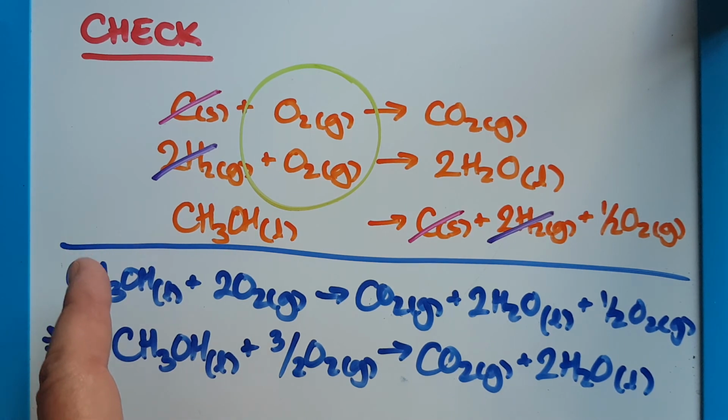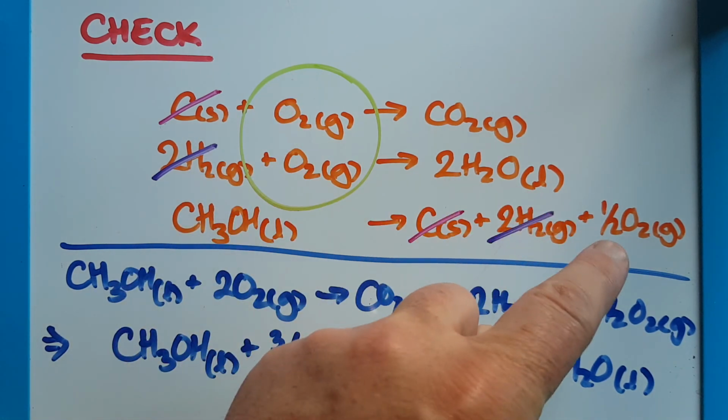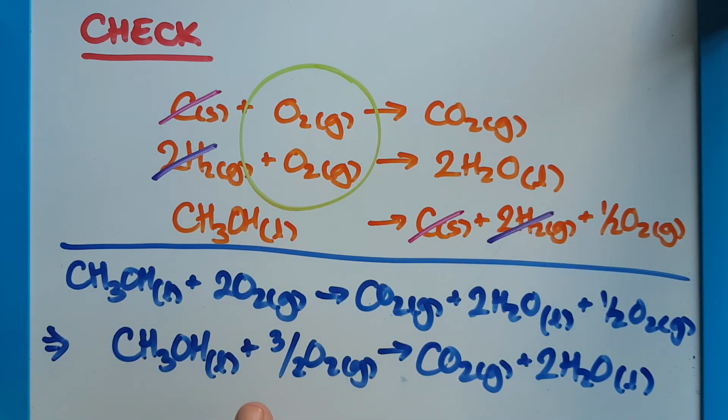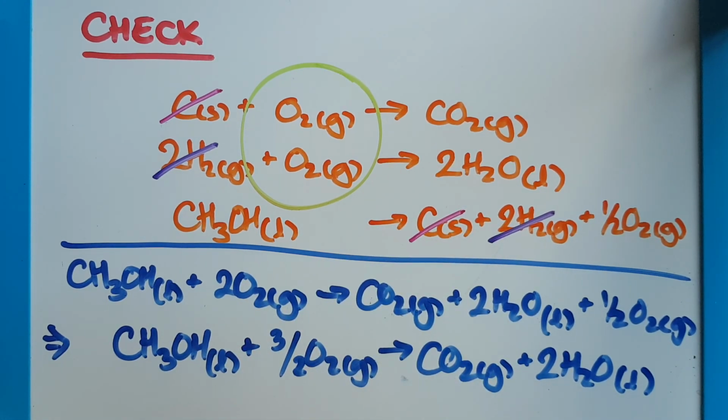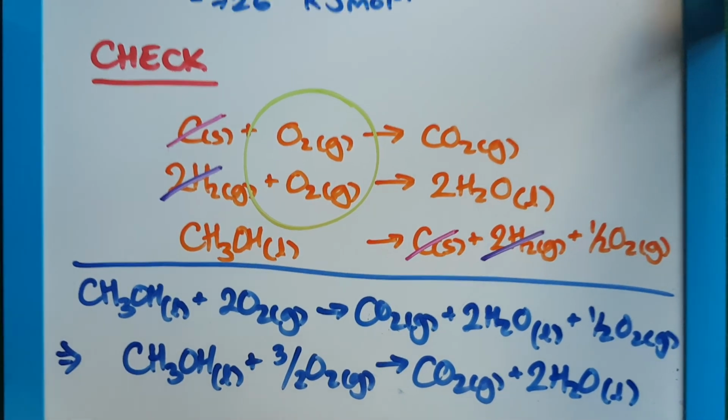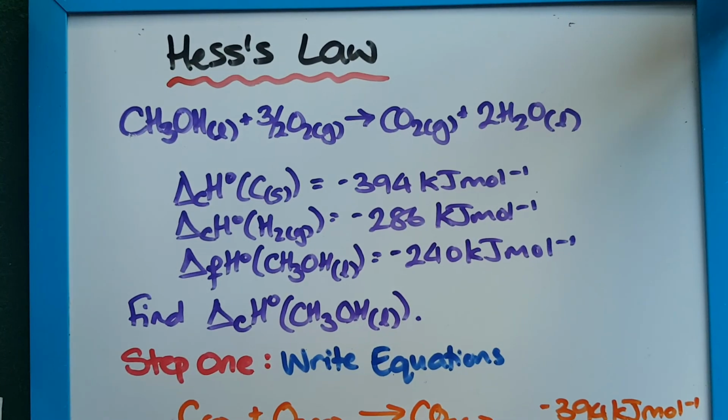And so sure enough, I've got my methanol, follows all the way through to my final equation. That's what they gave me in the question, good. My 2 minus a half gives me 3/2, or 1.5. That's what they gave me in the equation. My 1 CO2, that's good, and my 2 H2O. If I went back to the original question, which I'm about to do now, we will see that it's exactly the same equation. There we go.